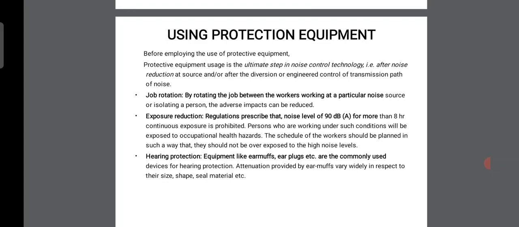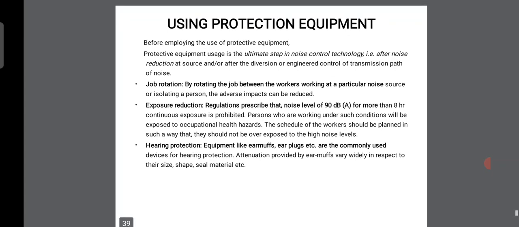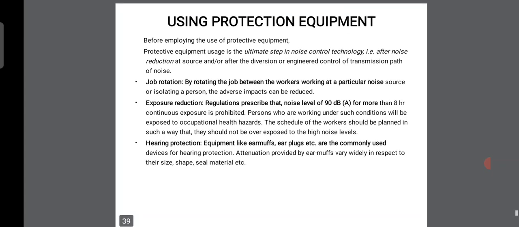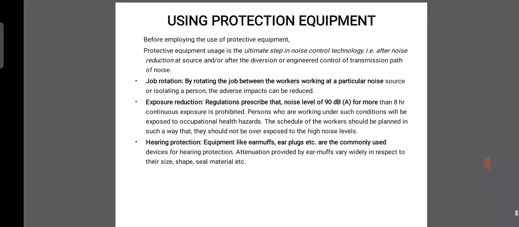Using protection equipment. Employing protective equipment is the ultimate step in noise control technology, that is, after noise reduction at the source and/or diversion or engineering control of the transmission path of noise. Protection equipment includes job rotation. By rotating the job between the workers working at a particular noise area or isolating a person, the adverse impacts can be reduced. And exposure reduction.